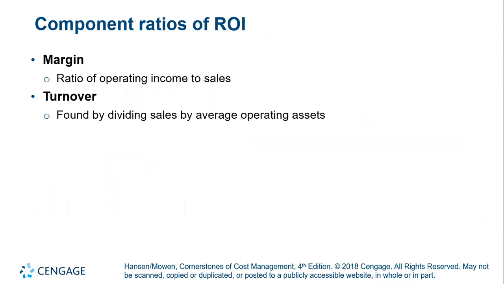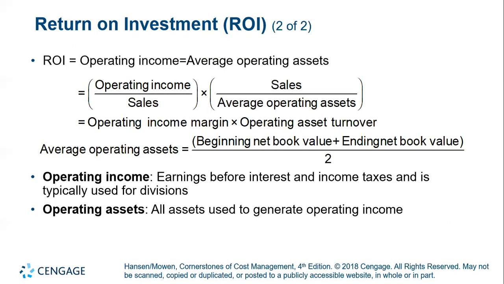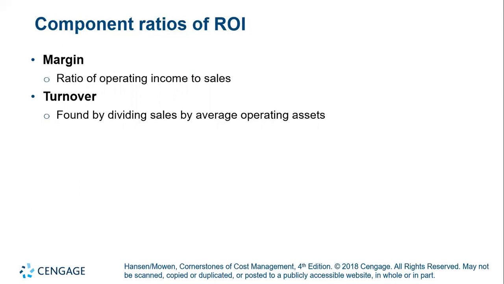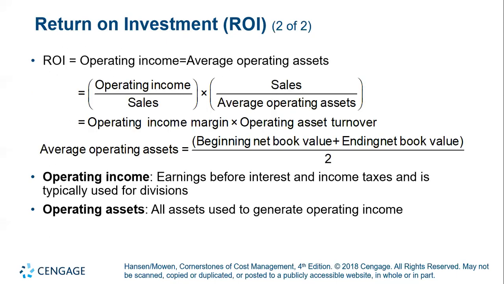Now, component ratios of ROI. Margin is the ratio of operating income to sales. So we have the first formula: operating income divided by sales is margin. The second formula is turnover: sales divided by average operating assets.